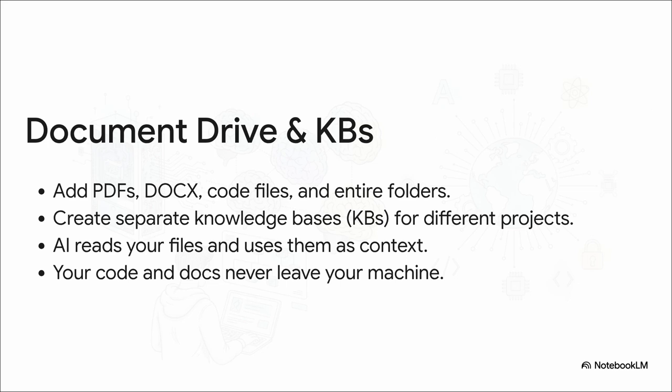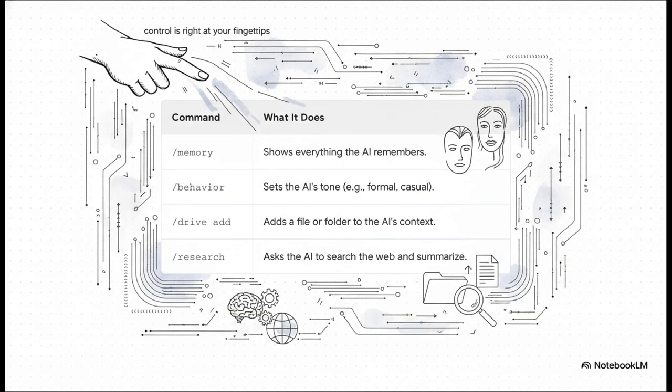And the best part? It's all happening locally. Your code, your IP, it never goes anywhere. And controlling all this is super easy. It's all done with these simple slash commands right in the chat. You can check what the AI remembers, tweak its personality, add files to its brain, or send it off to do research. It's all right there, super intuitive, and incredibly powerful.